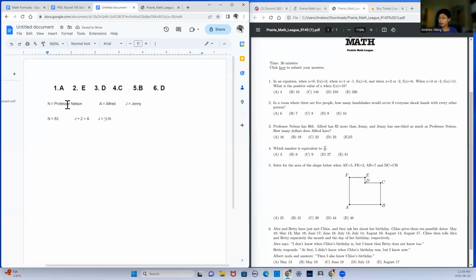Now, remember from what I mentioned earlier, when we have 3 variables, we can easily solve it if we have 3 equations. So we have 3 equations and 3 variables, so it's a perfect situation. Let's solve for J first, because we need to know how much money Jenny has to know how much money Alfred has, which is the question. So J equals 1/3 of 63, Professor Nelson's money. Therefore, Jenny has $21.